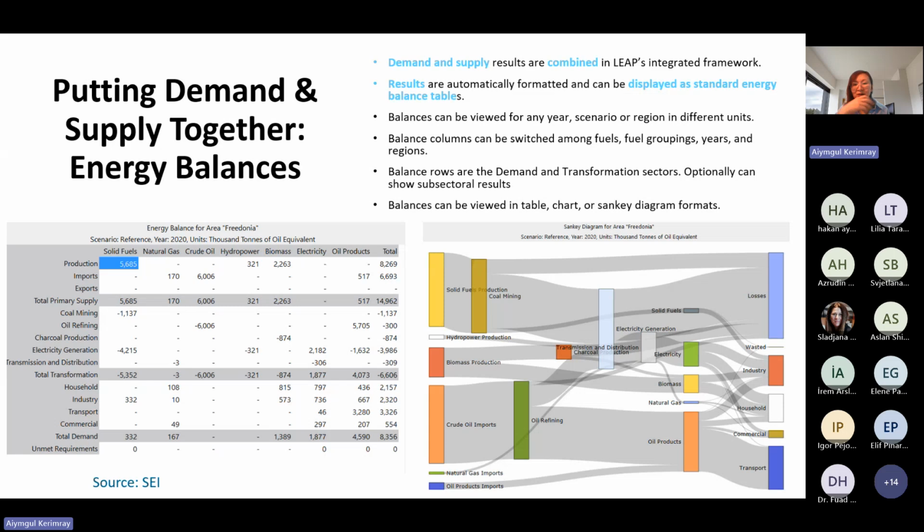So, for example, solid fuels are produced in the country, and then these solid fuels go to power generation, and then some is lost in the process of producing electricity, and some of these solid fuels go directly to the demand side. So it's very helpful to understand what's happening with the energy system. And as you can see, every energy balance should be balanced. So supply should be equal to the consumption. That's the main approach for the LEAP model.